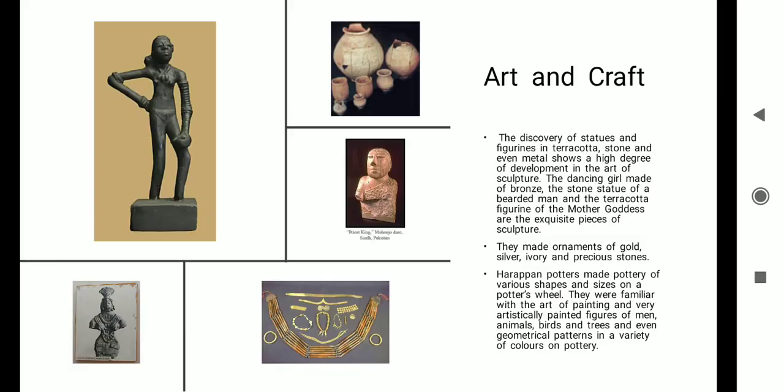The Harappans excelled in the art of sculpture. Stone statue of bearded man, metal statue of dancing girl, and terracotta figurine of Mother Goddess are the best examples of their artistic skills. They painted on earthenware. They used potter's wheel to make their pots, which were of various shapes and sizes.